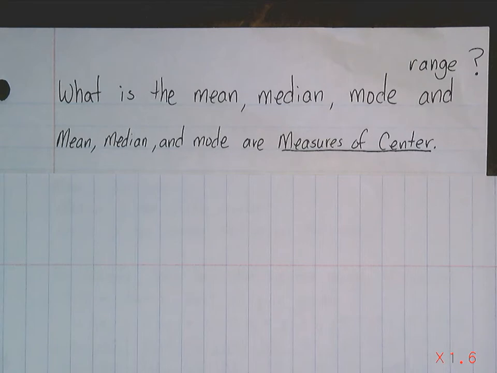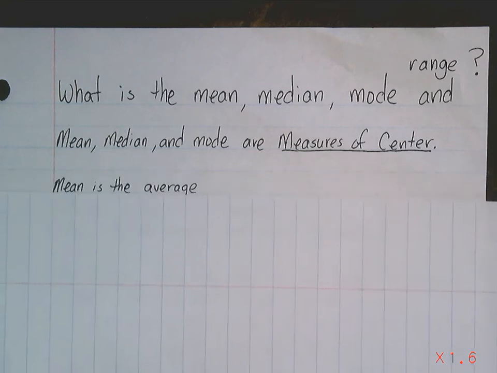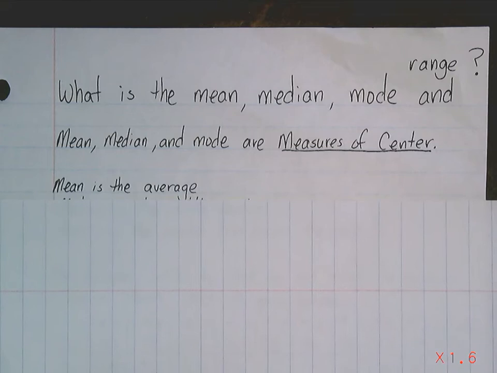So what is the mean, median, mode, and range? Well, the mean, median, and mode are what we call measures of center. That's how they measure, kind of like the average, if you will. But the mean is actually the average. Why they use the mean instead of just saying the average, I don't know.